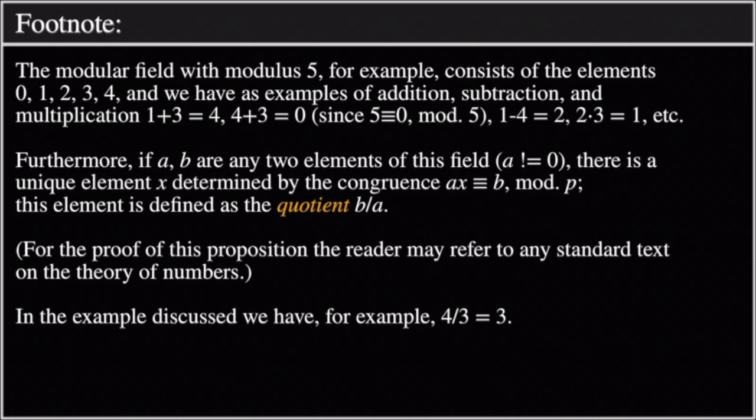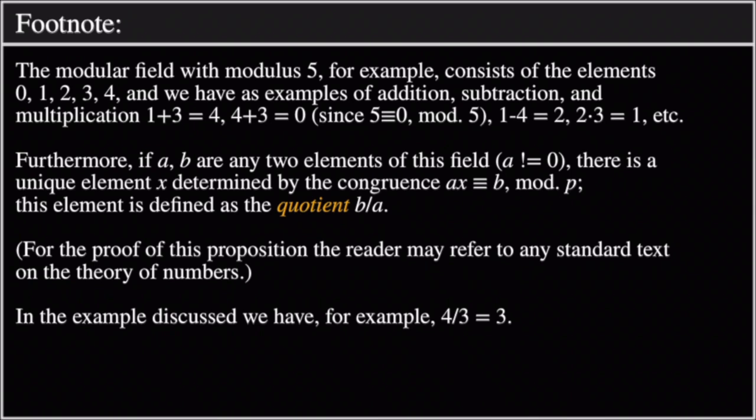The modular field with modulus 5, for example, consists of the elements 0, 1, 2, 3, 4, and we have, as examples of addition, subtraction, and multiplication: 1 plus 3 is equal to 4, 2 plus 3 is equal to 0, since 5 is congruent to 0 mod 5, 1 minus 4 is equal to 2, 2 times 3 is equal to 1, etc.